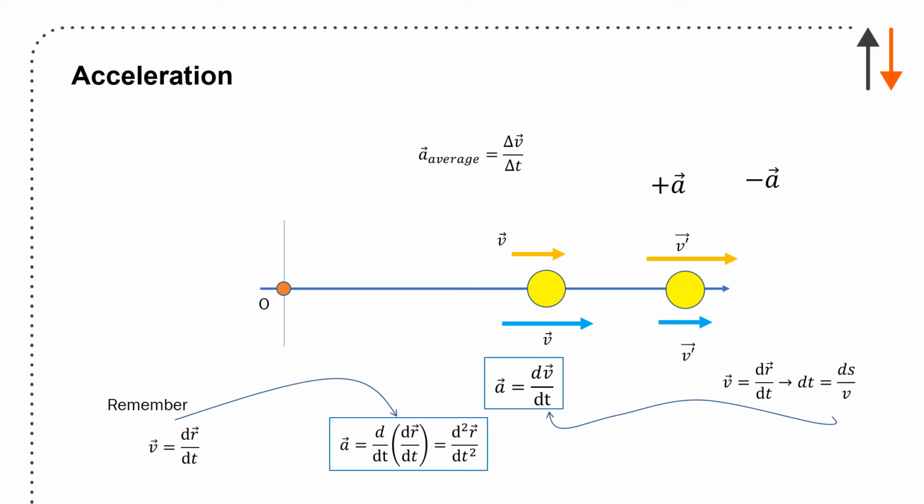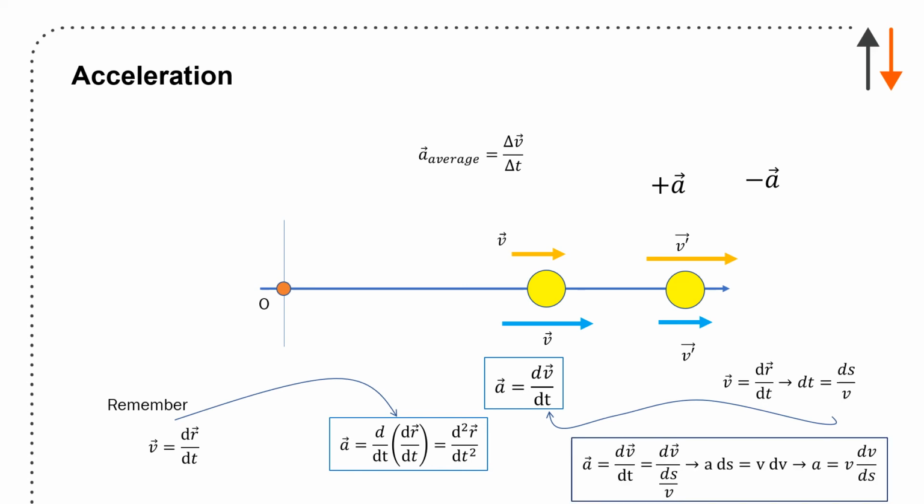Now, that also allows me to make a substitution for dt. I could say dt is equal to ds over v, sort of do some manipulation and play a little game with this. And remember that this is one-dimensional motion, so my vectors and scalars sort of line up. Acceleration ds is equal to v dv, or acceleration equals v dv/ds.